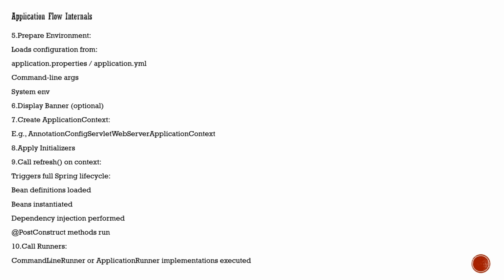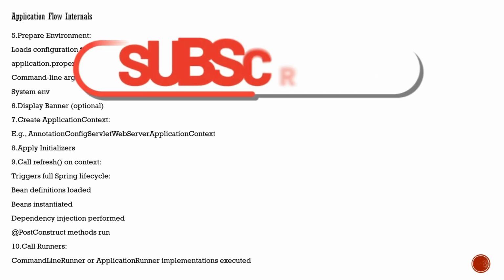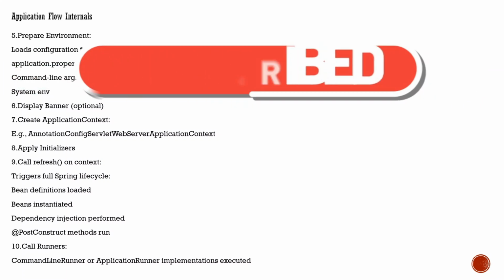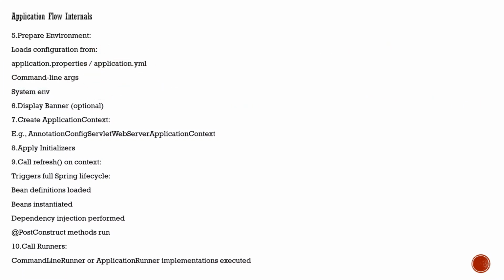After that, create the application context. So now you have AnnotationConfigServletWebServerApplicationContext or any other similar context. Now we call the application context initializers, and then ultimately we call the refresh method, which is going to trigger the Spring Boot lifecycle. Bean definitions are loaded, beans are instantiated, dependency injection is performed over there, and we call the @PostConstruct method. After that, ultimately the call runners, CommandLineRunner or ApplicationRunner, whichever is implemented, can be executed over here.